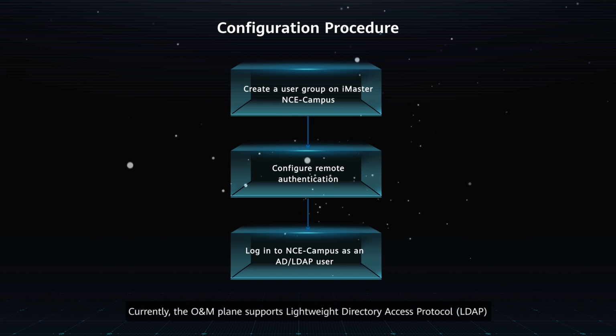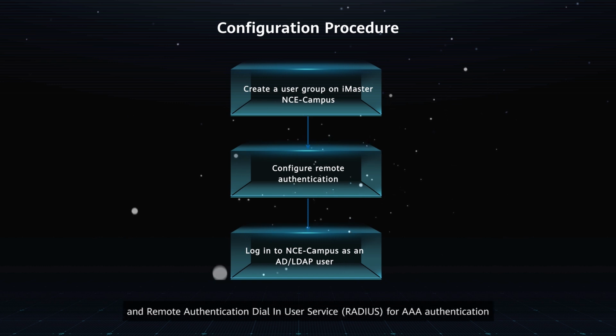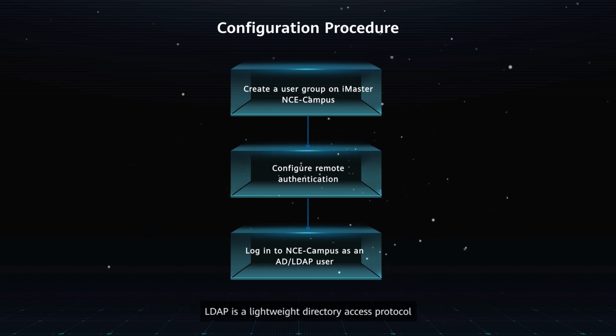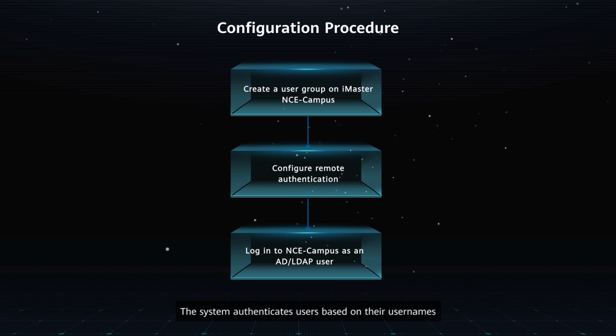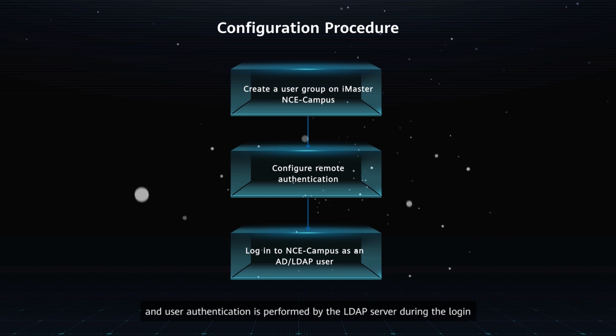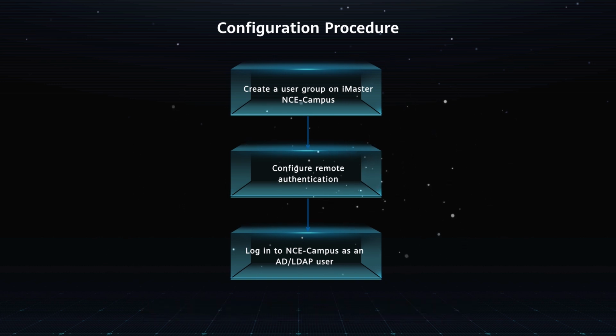Currently, the O&M plane supports Lightweight Directory Access Protocol, that is, LDAP, and Remote Authentication Dial-In User Service, that is, RADIUS, for AAA authentication. LDAP is a Lightweight Directory Access Protocol. It supports multiple authentication modes. The system authenticates users based on their usernames and passwords. Or, in Transport Layer Security mode, that is, TLS mode, users can configure login information on an LDAP server, and user authentication is performed by the LDAP server during login.